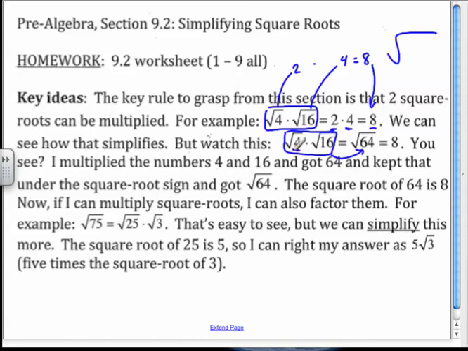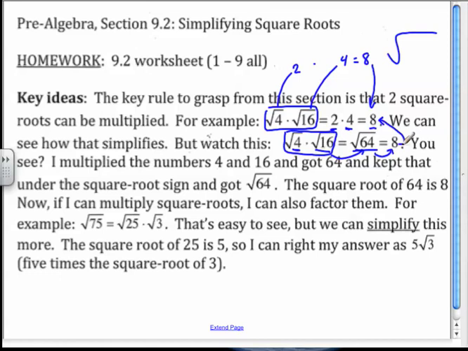Okay? So when I say radical, I mean numbers inside of the square root sign. So I'm multiplying this radical, square root 4, times this radical, square root 16, and I get this radical, square root 64. And the square root of 64, we know, is 8. I get the same thing. You're drawing a lot of arrows, Mr. C. Yeah, I know. I'm sorry. Okay.